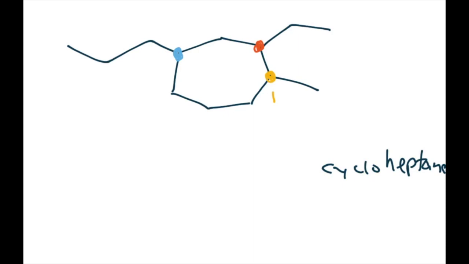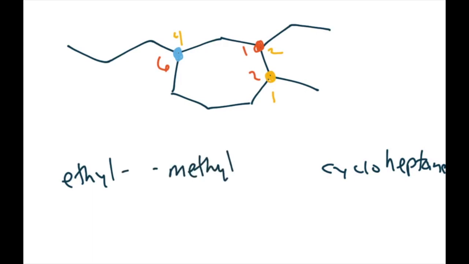So if we start at the yellow carbon, and that's 1, 2, and then that puts this group at 4. If we start at the orange carbon, we get 1, 2, 3, 4, 5, 6. So we're going to start numbering at the yellow carbon. Everyone see that? That makes sense? So this will be, try not to mess it up, ethyl, methyl, propyl. It's going to be 1, 2, 4.